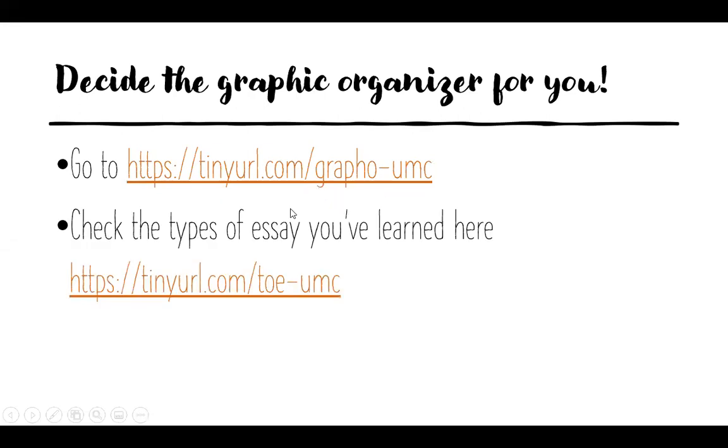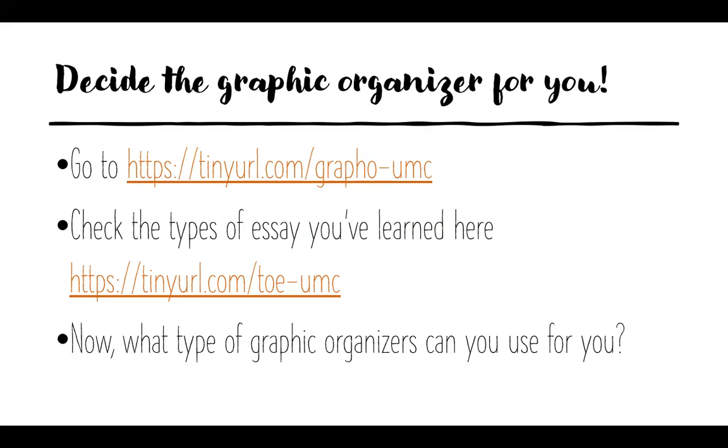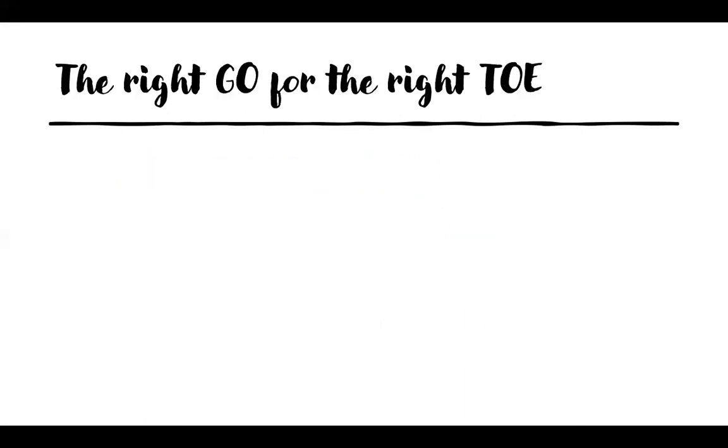All right. And again, I want you to review the types of essay that you have learned here. And you can check again the video that I gave you. It talks about the 7 types of essay. All right. And last one. Now you decide what type of graphic organizers can you use for the essay that you want to summarize. And let me just give you another review of the types of essay that you have learned.